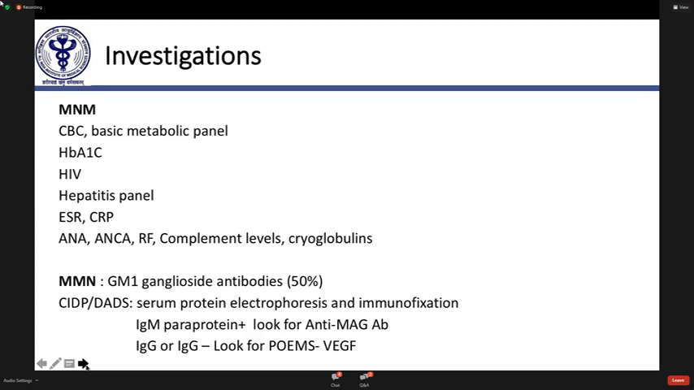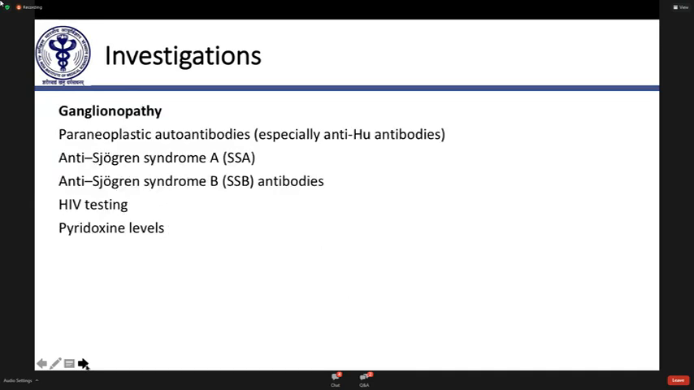In CIDP or DADS, obviously as I told before, the electrophoresis and the immunofixation, the IgM paraproteins. If you get an IgM, you look for anti-MAG antibodies. If you get an IgG, look for POEMS. VEGF is one factor which will help you in localizing for POEMS, one of the criteria for the POEMS syndrome.